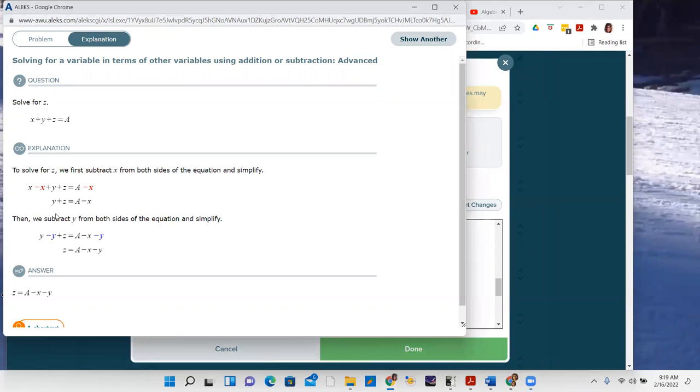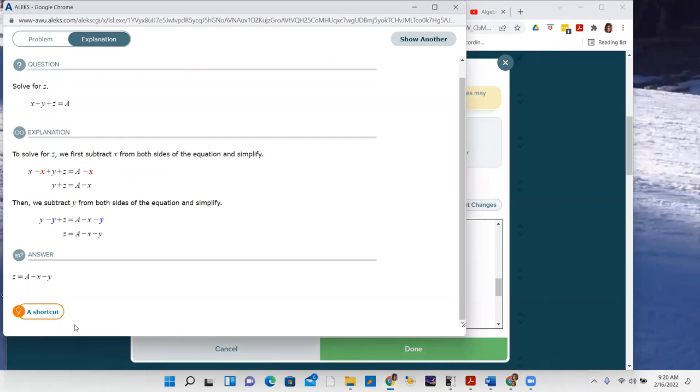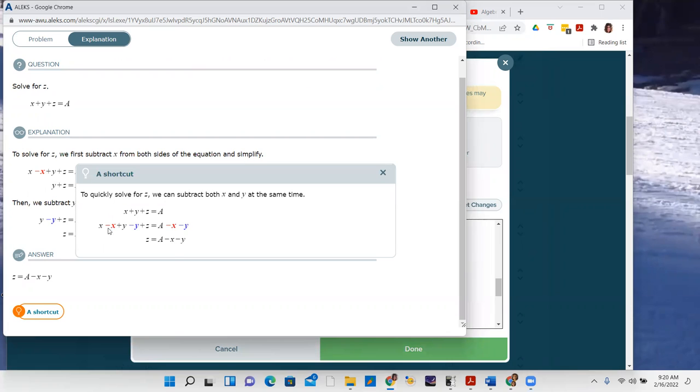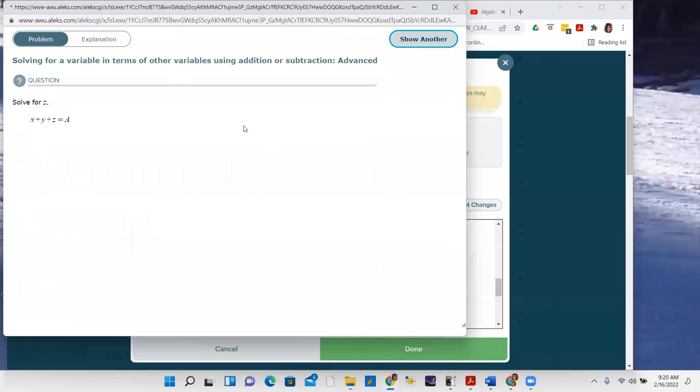Let's see the Alex explanation. So they just did one at a time. They subtracted the x first. And then they subtracted the y. Same thing. Okay. Shortcut, you do both at the same time, which is what I did. Subtract both the x and the y. All right, so try this one here.